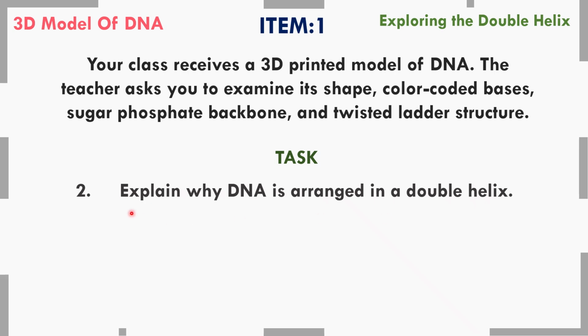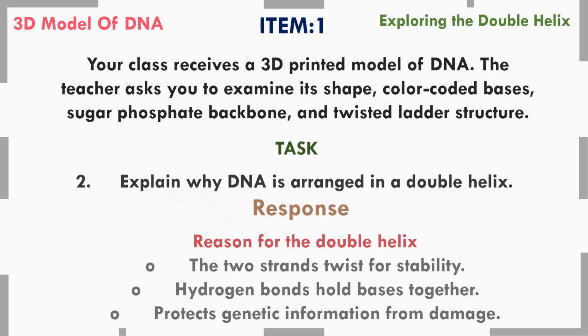Task 2. Explain why DNA is arranged in a double helix. Reason for the double helix. The 2 strands twist for stability. Hydrogen bonds hold bases together. Protects genetic information from damage.